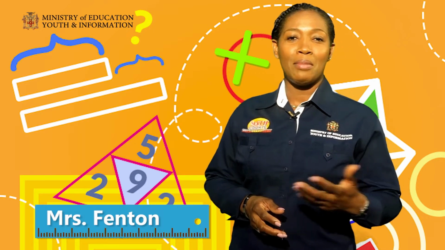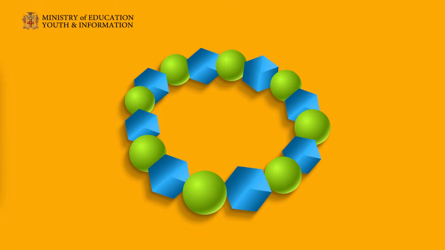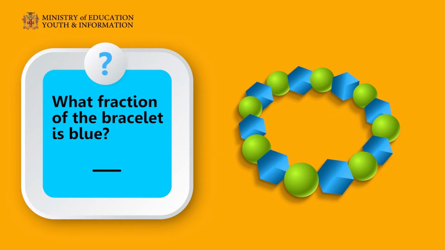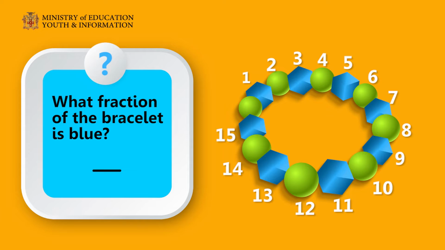Now, let's examine this beautiful bracelet. What fraction of the bracelet is blue? In order to know this, we need to know how many beads make up the entire bracelet. Let's count them. 1, 2, 3, 4, 5, 6, 7, 8, 9, 10, 11, 12, 13, 14, 15, 16.